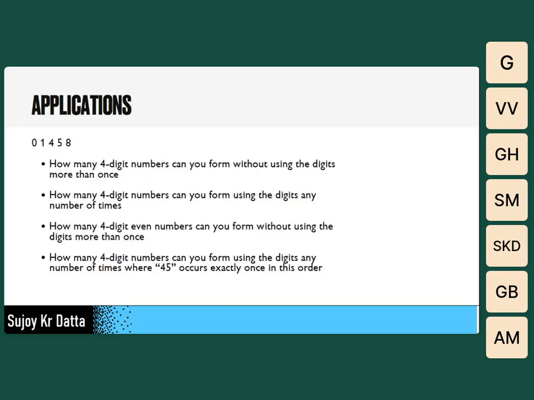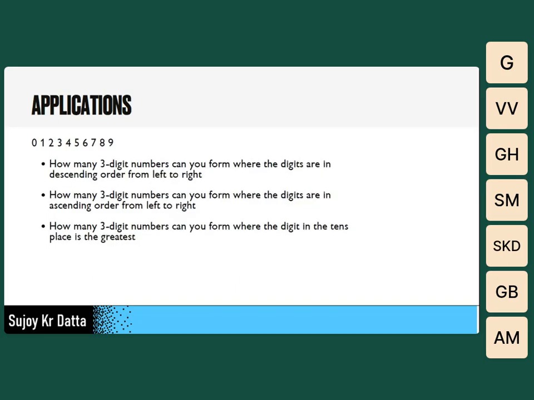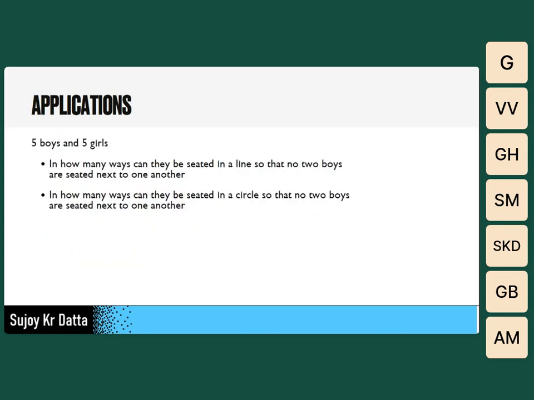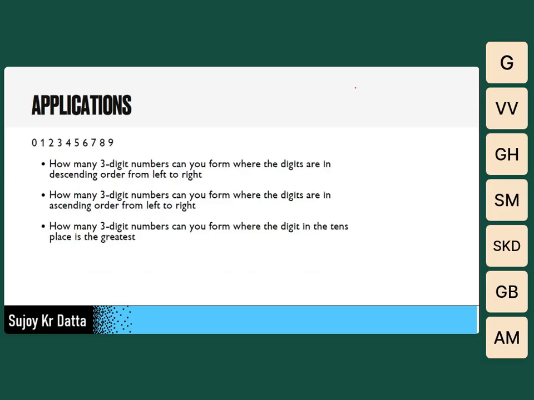Let us try this one. I'll give you another one, which is based on letters. So let us say you have all the digits 0, 1, 2, 3, 4, 5, 6, 7, 8, 9, and you are making four-digit numbers.